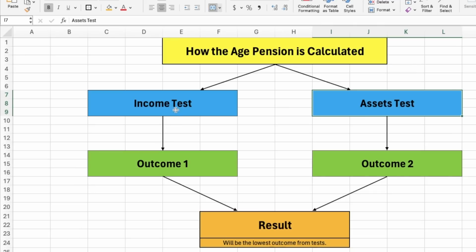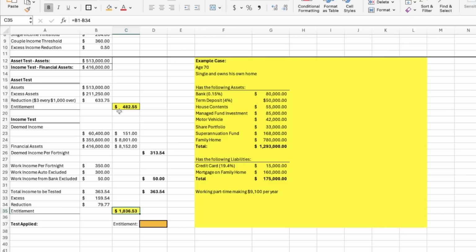Now we've calculated under both the asset and the income test. However, if we go back to the basics, we calculate both tests, but we use whichever test gives us the lowest age pension. And in this case, we do get an age pension under both tests, but our lowest one is the asset test. So the test that we will apply would be the asset test, giving us an entitlement of the asset test, which is $482.55. So that would be our age pension in this example.